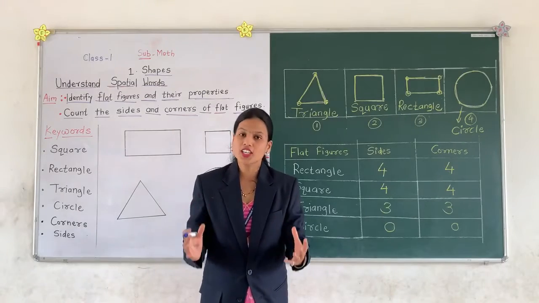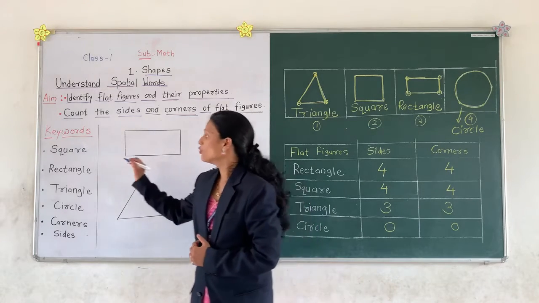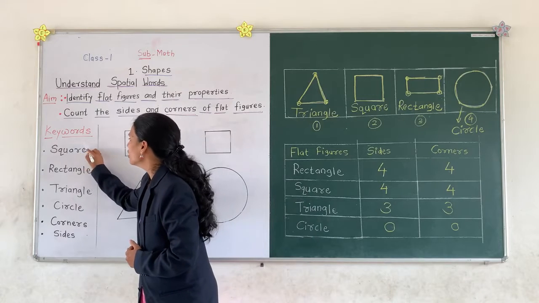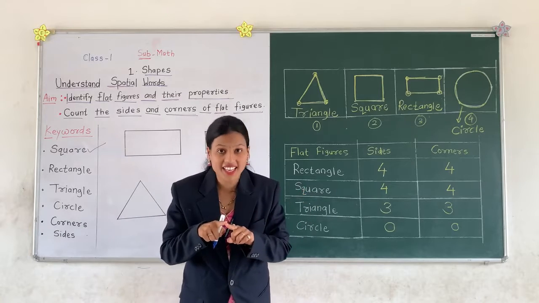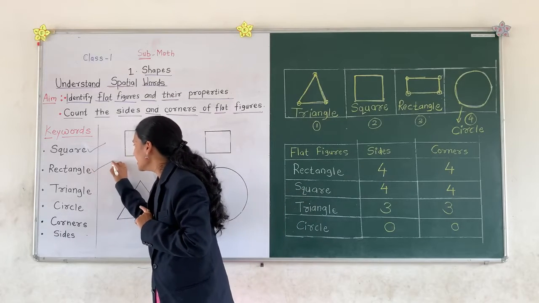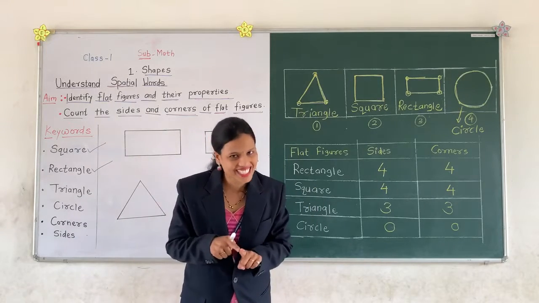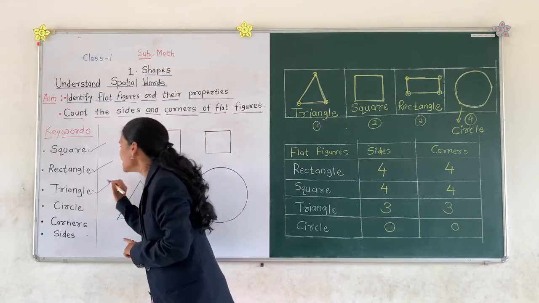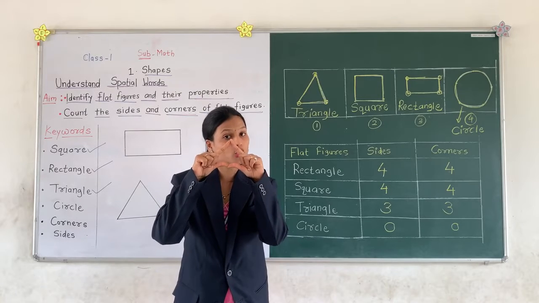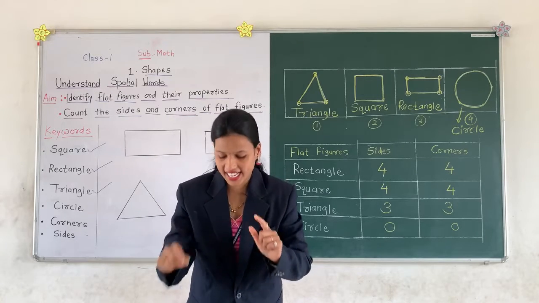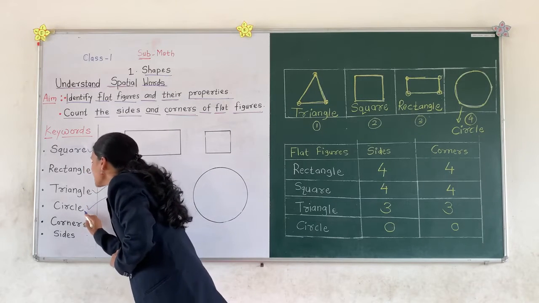Now, students, we have some new words in this lesson. So let us see what they are. The first word is square. What is the first word? Square. The second word is rectangle. Repeat after me. Rectangle. The third one is triangle. What is the third one? Triangle. Students, repeat after me. Triangle. Then we have one more new word, circle.